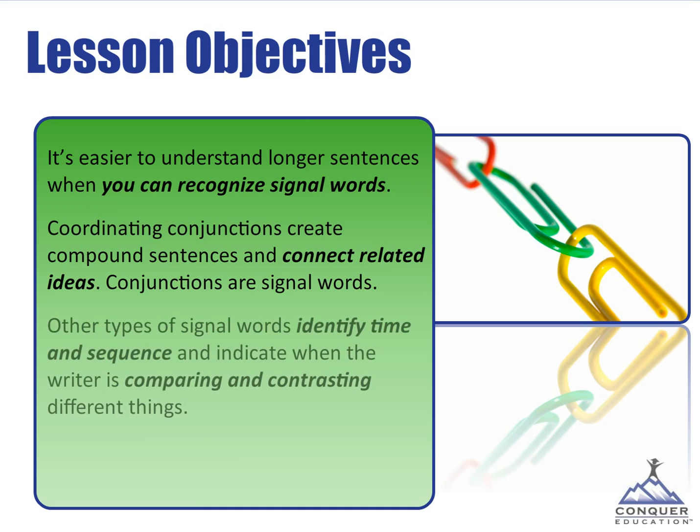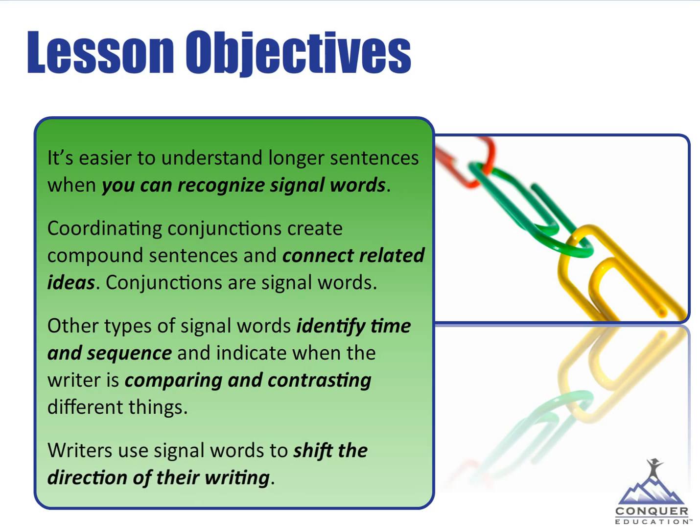There are other types of signal words that do things like identify time and sequence and indicate when the writer is comparing and contrasting different things. Writers use signal words to shift the direction of their writing. You can recognize these shifts, or transitions, by looking for the signal words that identify them.